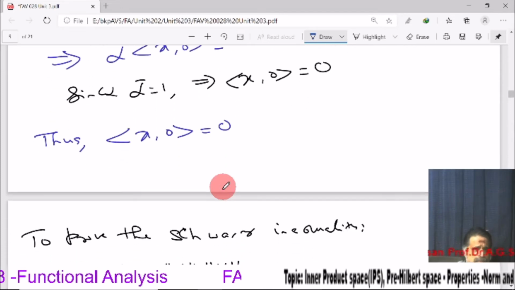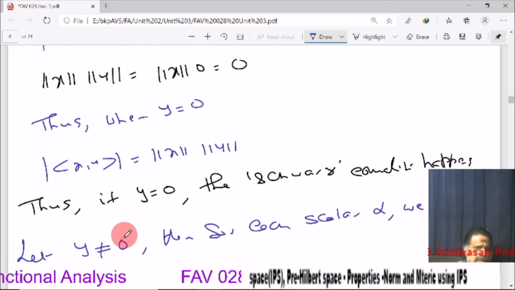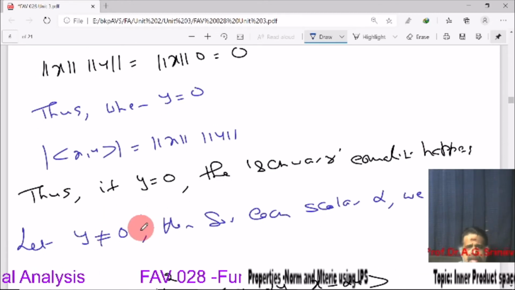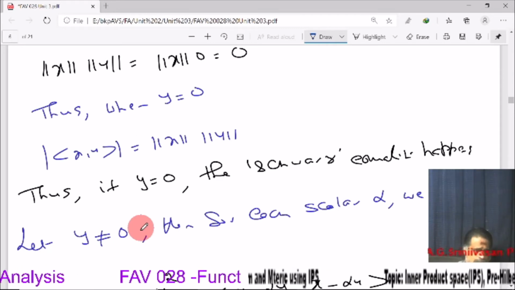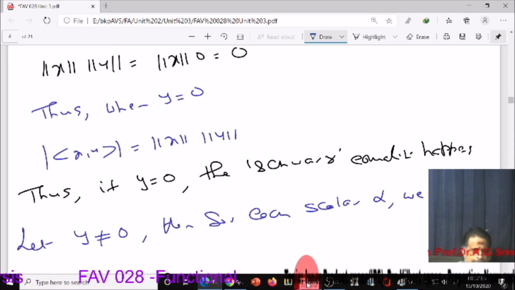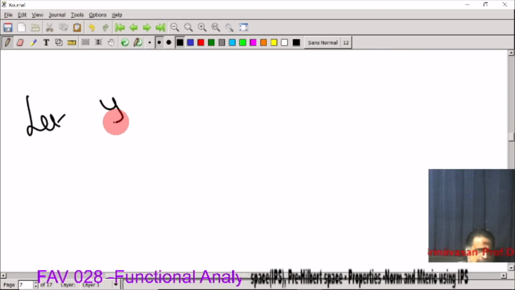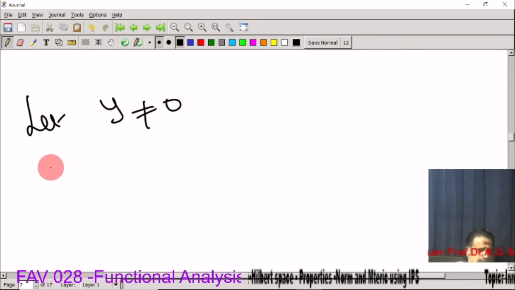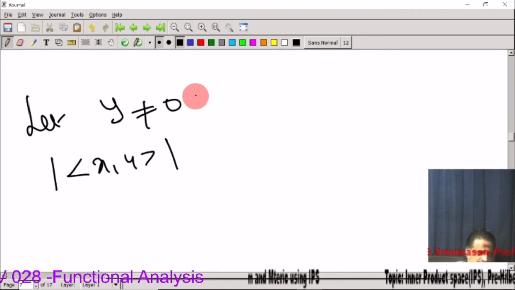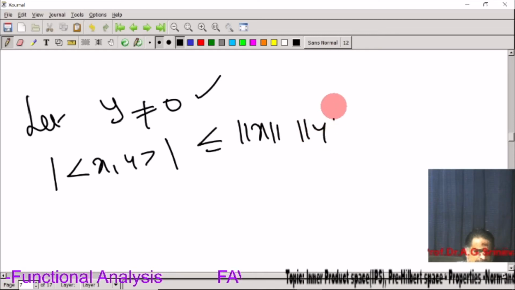Now I'm going to prove this by assuming that y is not equal to 0, and I'm going to find out something else. Now to do this, let me take the explanation here. Okay, so now let y not equal to 0, we would like to show modulus inner product xy in this case is less than or equal to norm x into norm y.